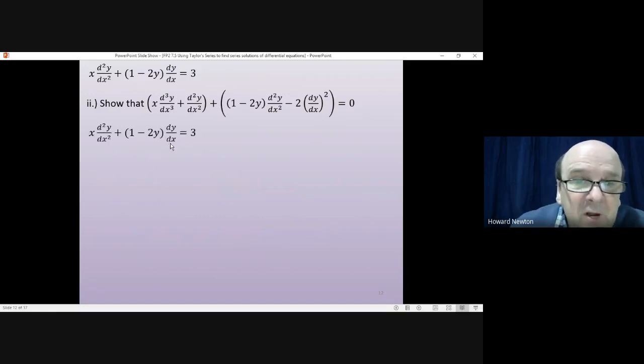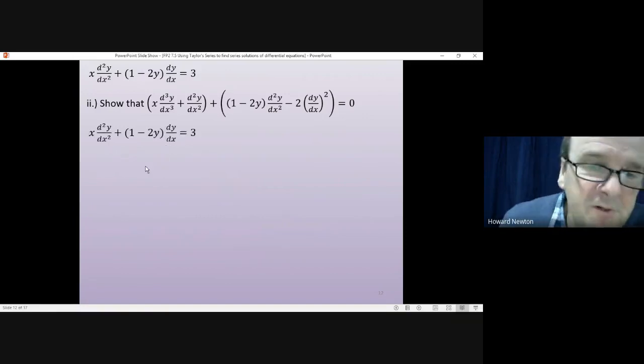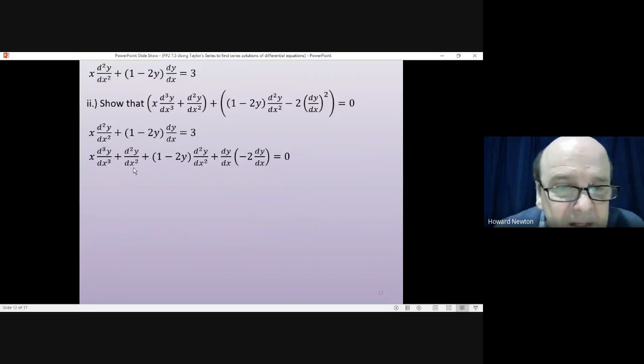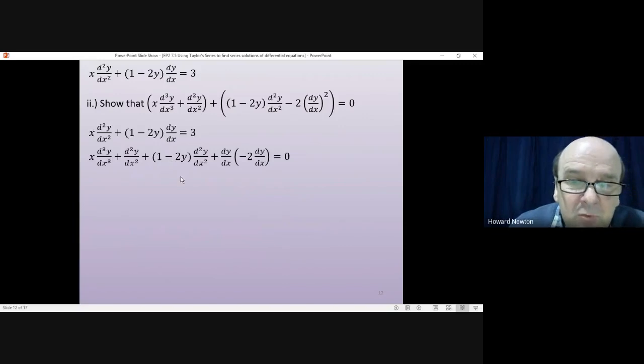So if we differentiate this, it's all quite long, there's a lot of differentiation going on here. Write down the x and differentiate the d2y by dx squared gives us that. Write down the d2y by dx squared and differentiate the x gives us that using the product rule. And then differentiating this using a mixture of the product rule and the chain rule will hopefully give you that. And differentiating the 3 just gives you 0.